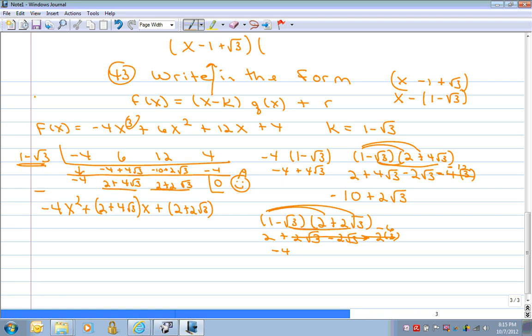And that right now becomes our other factor. So we're going to go up to the top and write that. So we would have minus 4x squared, plus parentheses 2 plus 4 square roots of 3, x, plus parentheses 2 plus 2 square roots of 3. Those are our factors. Plus the remainder, remember we want plus r. Our remainder was 0, so plus 0.